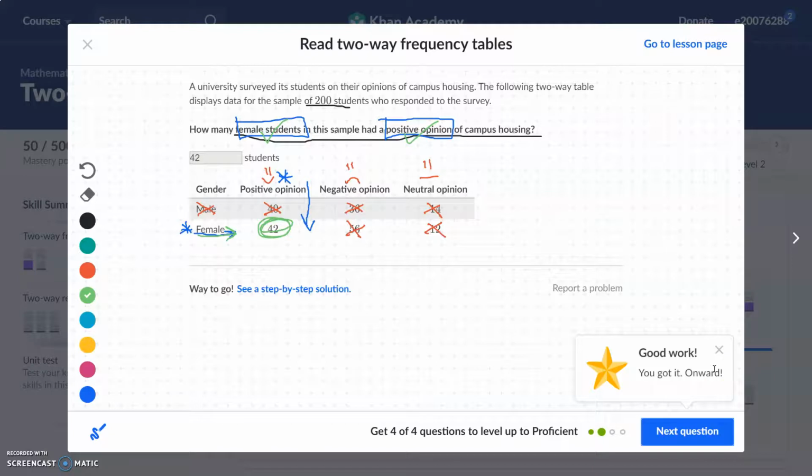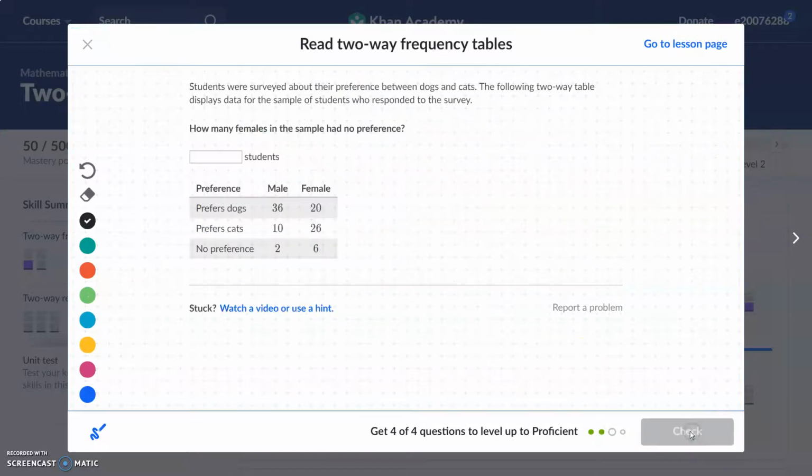So now we didn't do a total here, so this is not a total. In this case, the answer was just one of the numbers in the table, okay? And this happens when we have two pieces of information in the question. All right, let's try another one.